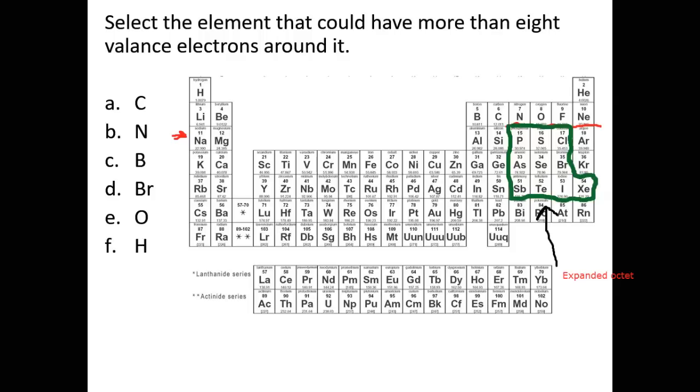Now, on the flip side, we talked about deficient octets. Deficient octets, very few. It's boron, aluminum, when they're as molecules, and beryllium. These were the ones we talked about, deficient octets.